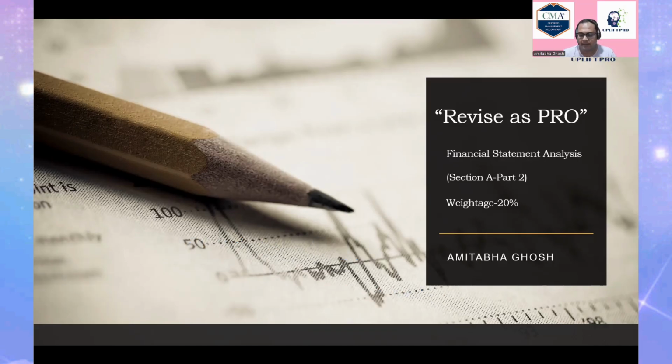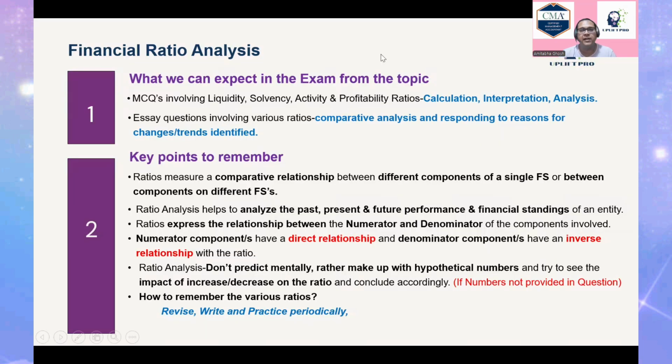So moving ahead, in terms of what we are going to discuss today, the financial ratio analysis in terms of what can be asked in the examination, because that is something that we should all be focused on, is that our MCQs may involve the different types of financial ratios which are broadly classified as liquidity, solvency, activity and profitability ratios. And here we will have calculations, interpretation, as well as analysis.